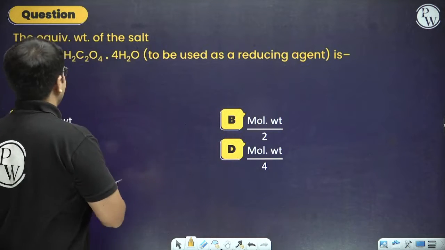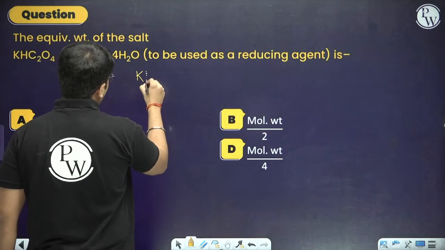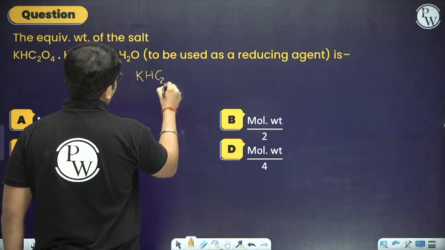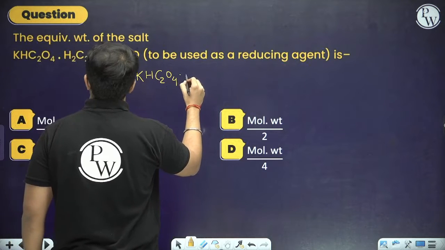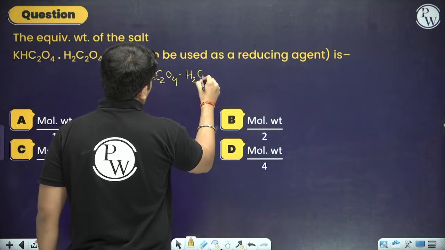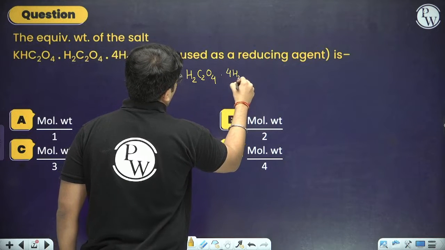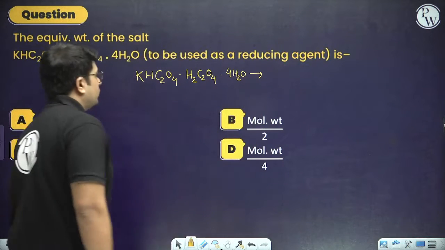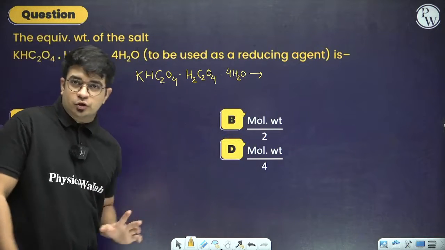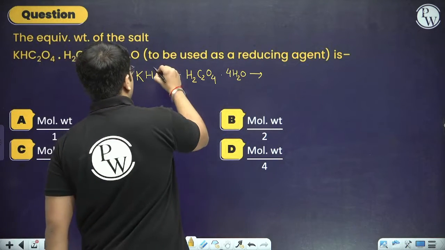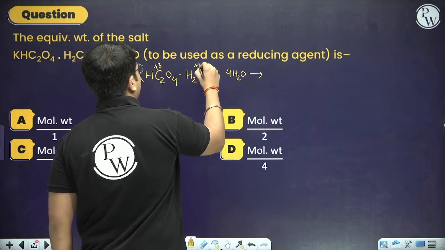So it means we have KHC2O4 · H2C2O4 · 4H2O. Now in this particular case, you know that only carbon is going to participate because carbon is present in +3. It is present in +3.